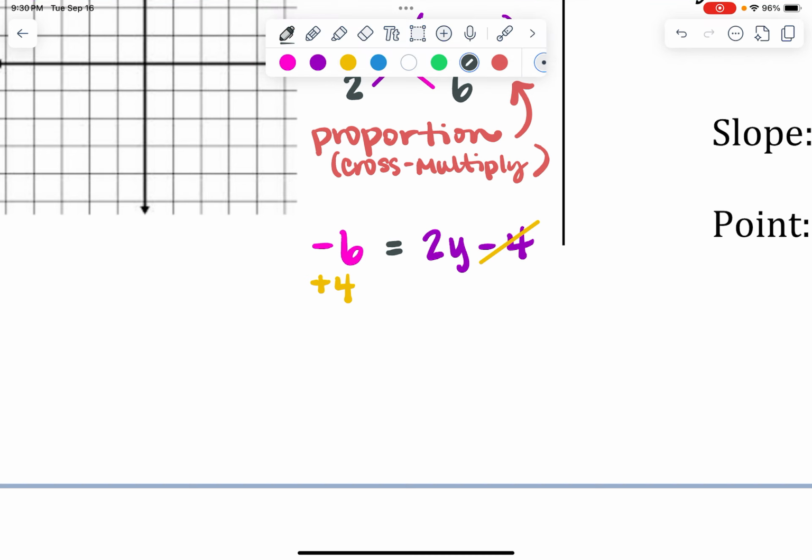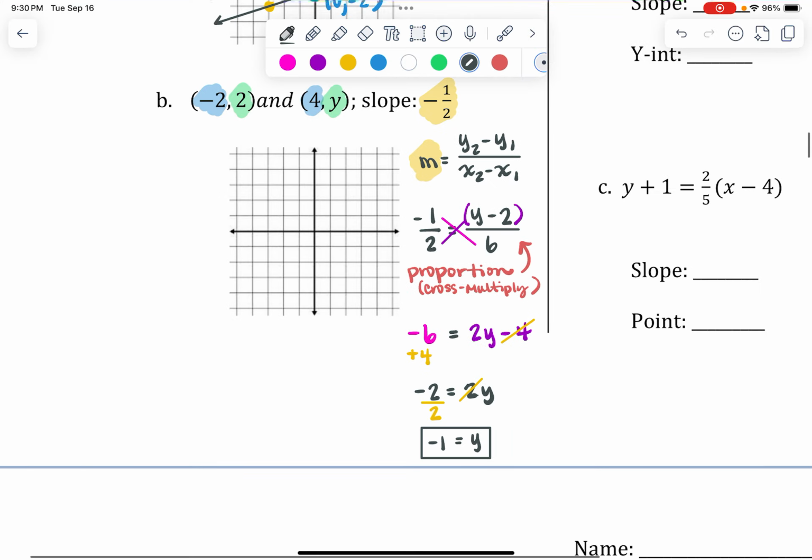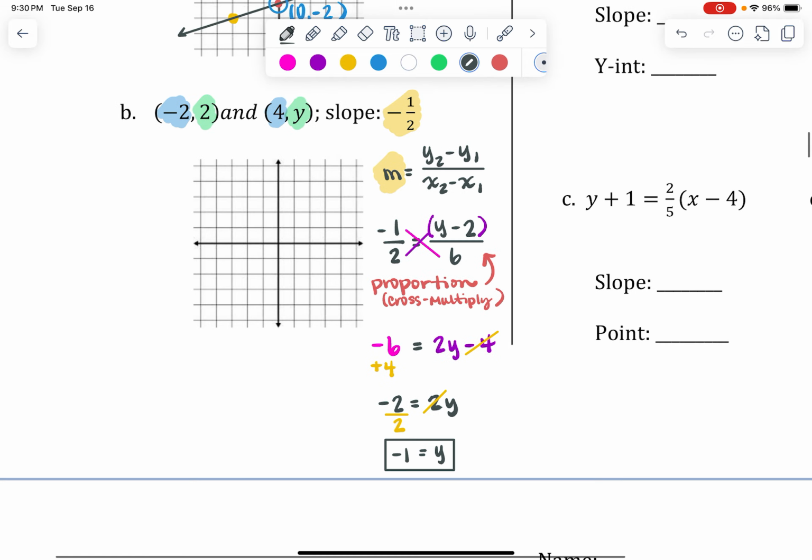All right, and that's going to give us -2 equals 2y. And then we're going to get rid of our 2 multiplier, so it becomes a 2 divider on the other side. So y equals -1. Okay. I know that's definitely harder and it's more work, right? But again, if you're just ready to kind of step up your algebra game, then that would be our expectation, right? That you would be able to do it that way.